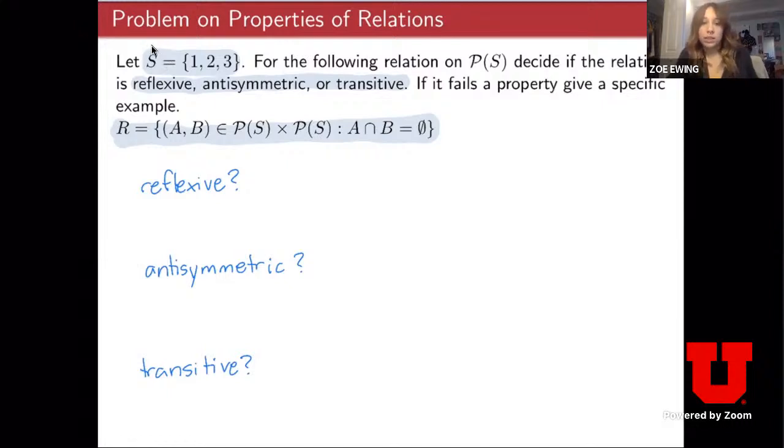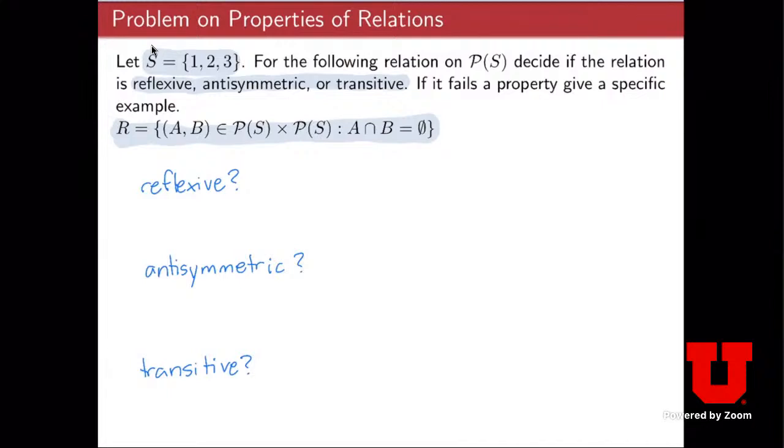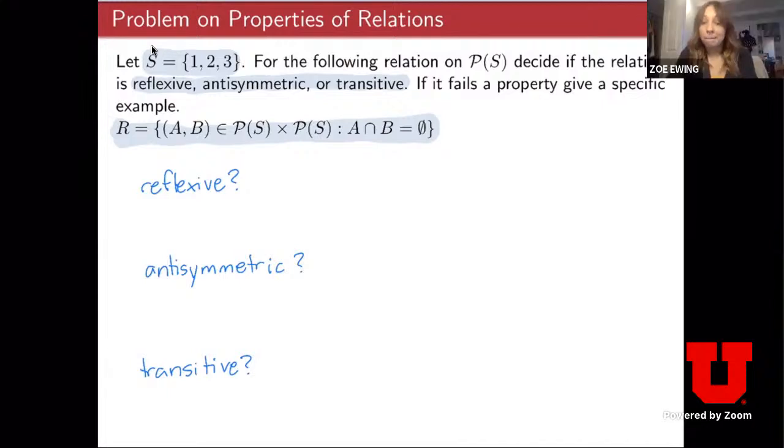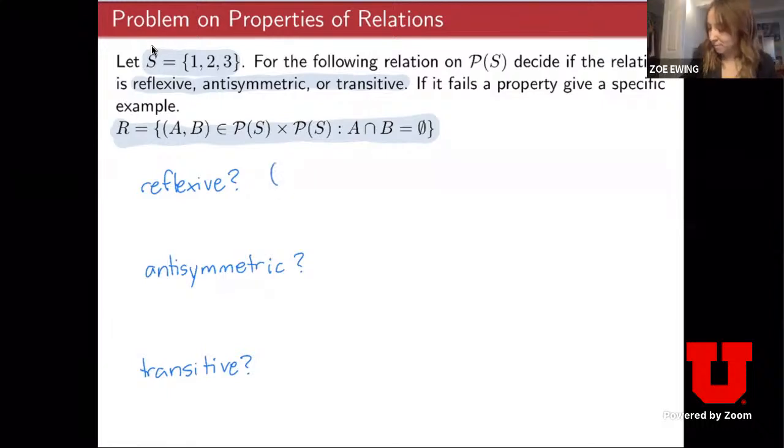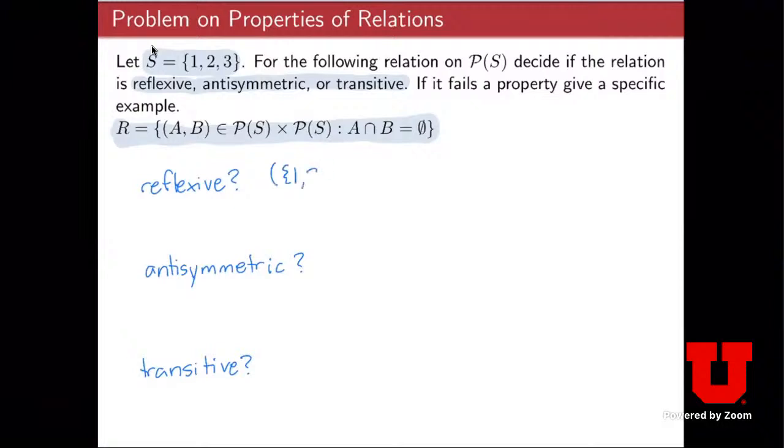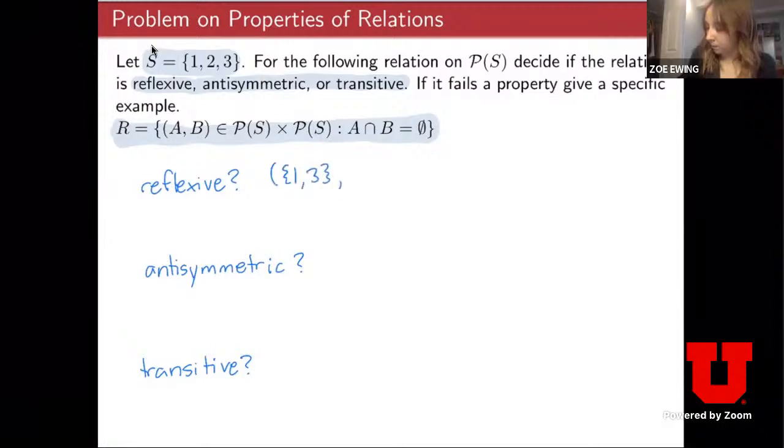So remember, if a relation is reflexive, it means that every element is related to itself. So, for example, is the element, I mean like 1 and 3 as a set, this is the power set, right? Yes, sorry. And that's not related to itself, right? Yeah, exactly. So the set 1 and 3 related to the set 1 and 3 is not in the relation. That's exactly right, because the intersection of these two sets would not be the empty set. Okay, nice job. Antisymmetric.